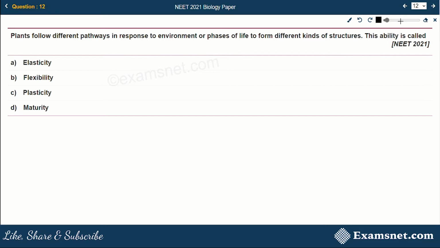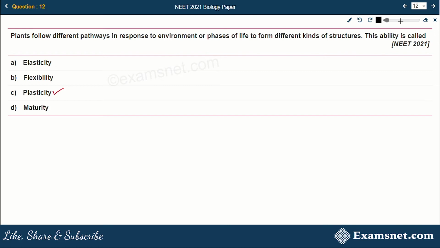Question number 12 is from the chapter Plant Growth and Development, class 11, and the question is: plants follow different pathways in response to environment or phases of life to form different kinds of structures. This ability is called, and the options are elasticity, flexibility, plasticity and maturity. And the correct option is plasticity. So let's see what is plasticity.